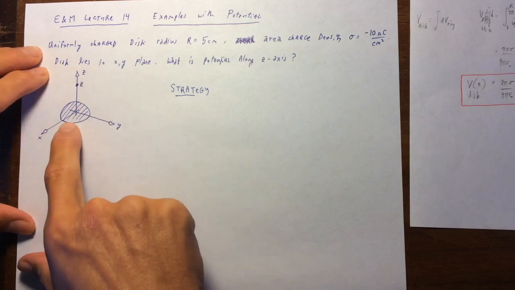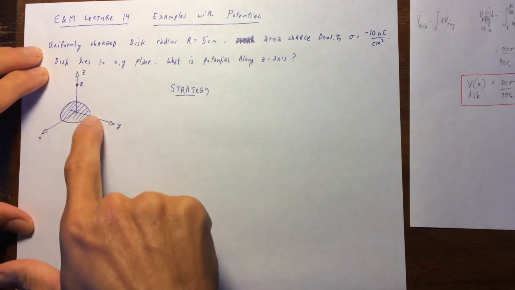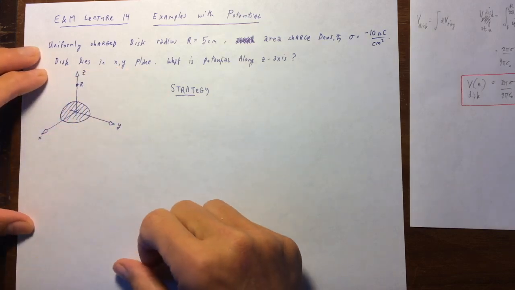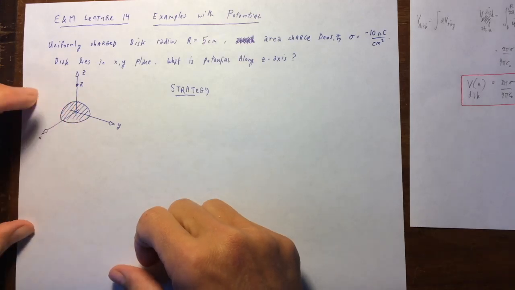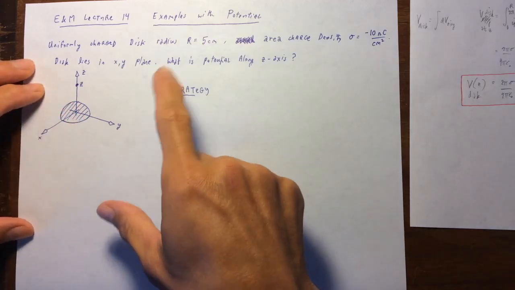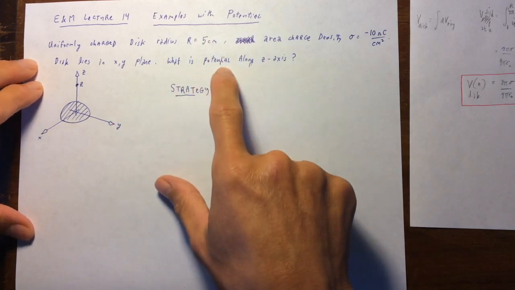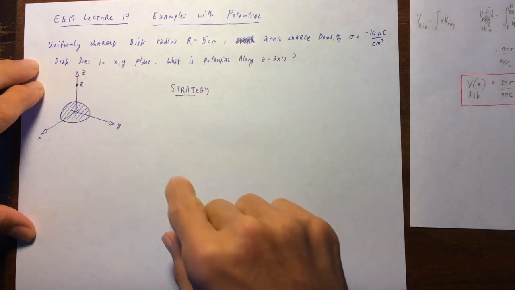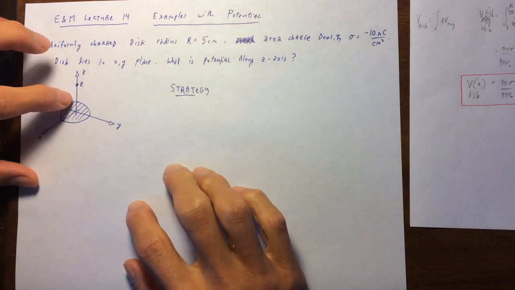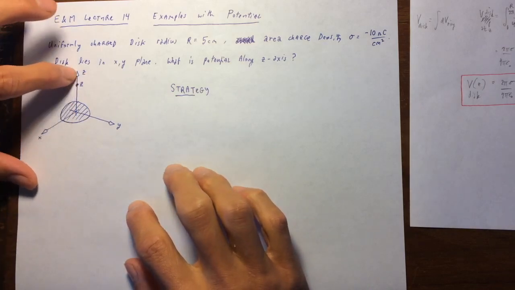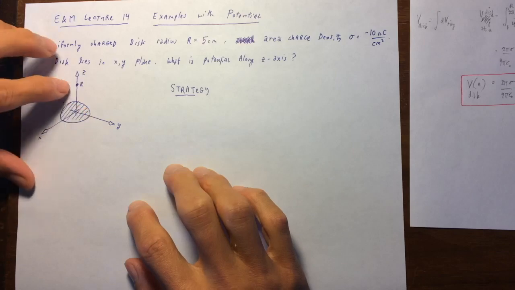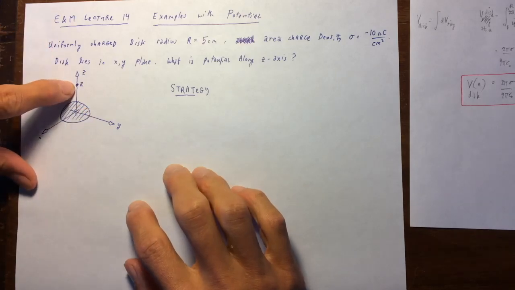And this disk is in the XY plane. I sort of drew that there. It's not a great drawing, but this is meant to be the disk. And it's circular. It's a circular disk. The question is what is the electric potential along the z-axis? So we can imagine at different heights z above the xy plane, what is the potential?